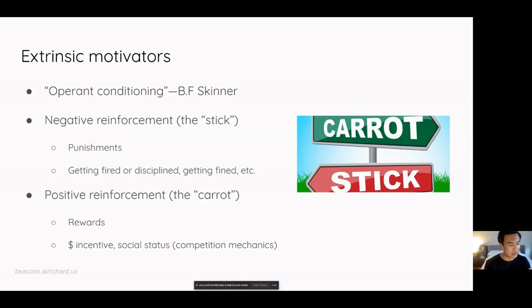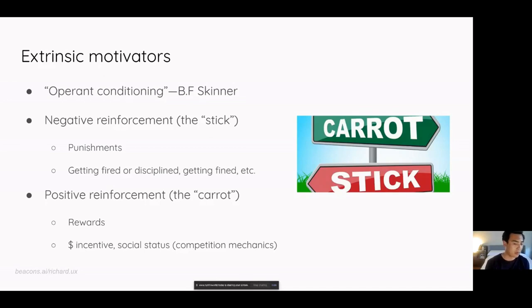I'm sure you guys have seen the operant conditioning chamber with the mouse and the electric shock and the food pellet dispenser. But essentially all of it's summed down into the carrot and the stick. So negative reinforcement, aka the stick, is essentially punishment. So in the operant conditioning chamber, that was an electric shock. And a lot of the times, especially if you're working a minimum wage job, they typically use negative reinforcement and intrinsic motivation. So the negative reinforcement would be getting fired or disciplined or getting fined.